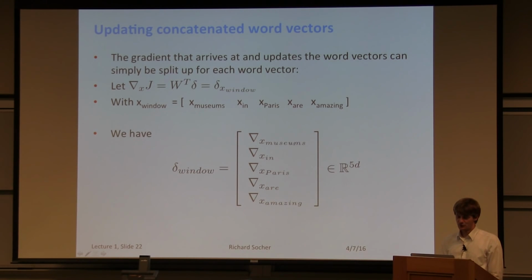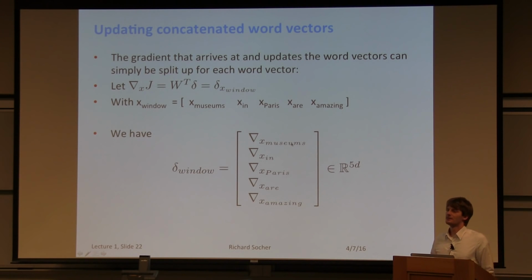Then, as you update this, you find the actual ID of the museums vector in your final lookup table or embedding matrix. You find that ID, let's say museums is the 80,000th word, then you look at the 80,000th column and you update that column with this derivative.